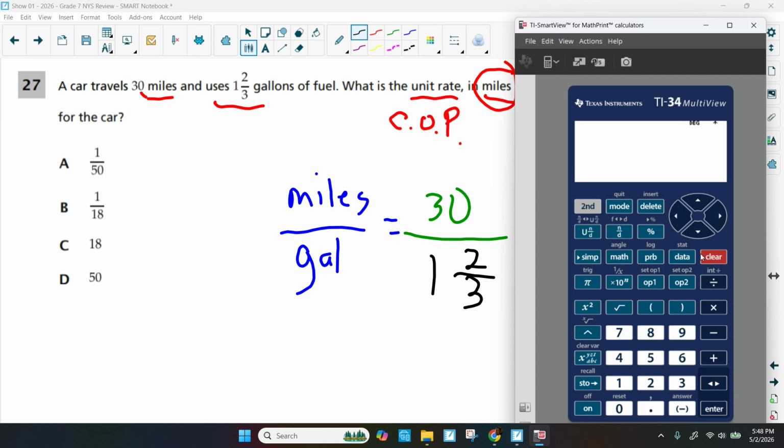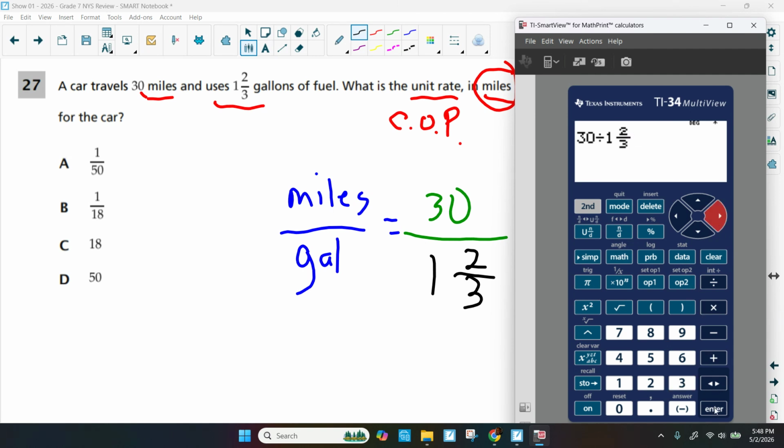Clear this and type 30 divided by, and let me put my mixed number there, mixed number button, that is 1. And your calculator might be different from mine. Hopefully it uses that ABC button. Mine's a little different. And this will give you my answer.